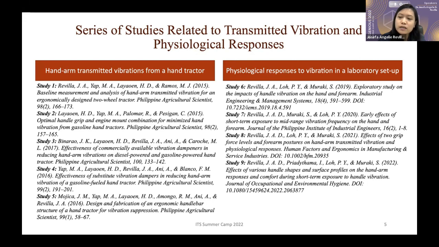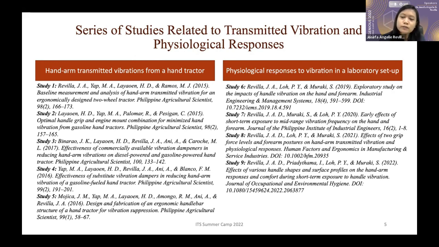This was seen back then, given a few limitations in our resources, such as the availability of ergonomic equipment, specifically the electromyography. We were not able to assess the physiological effects of hand-transmitted vibration to the operator. So this was seen as a significant opportunity and area for further research. Hence, I used this as part of my PhD dissertation.